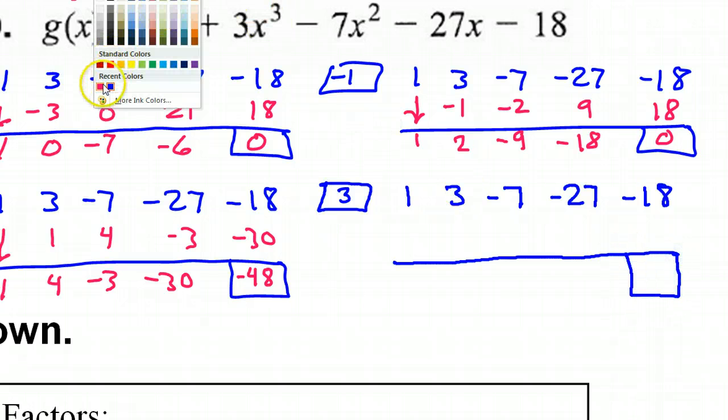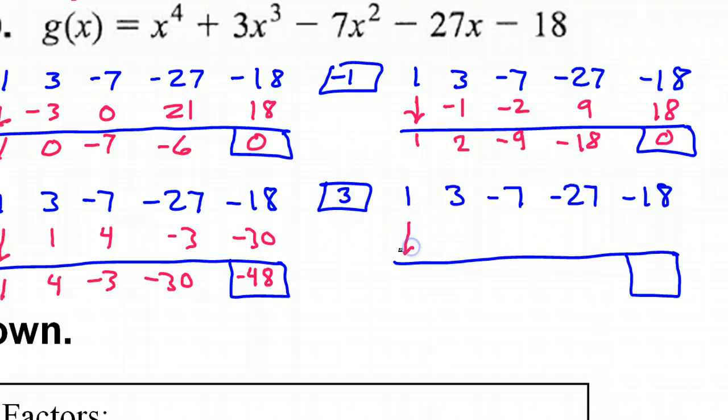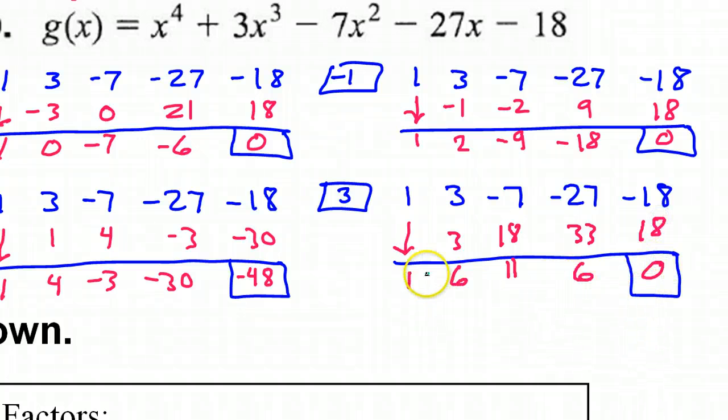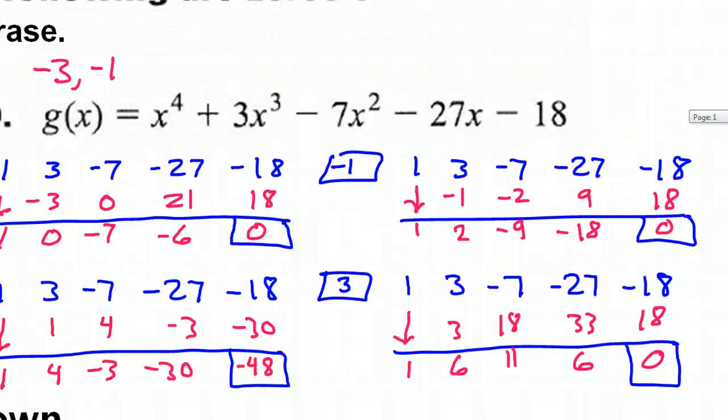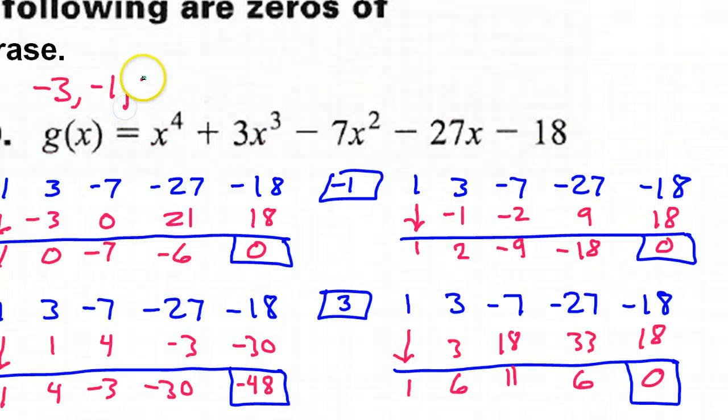Okay. So that's 3, so that's 6. So that's 18, so that's 11. So that's 33. So that's 6. So that is 18, so that is 0. And we have a third winner, 3. Okay, so I'll add that to my list.